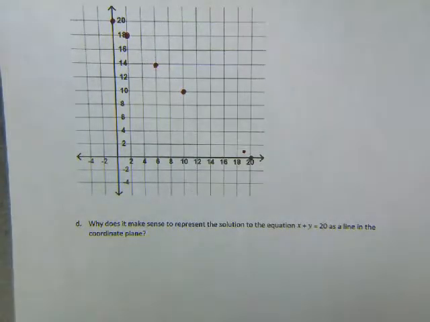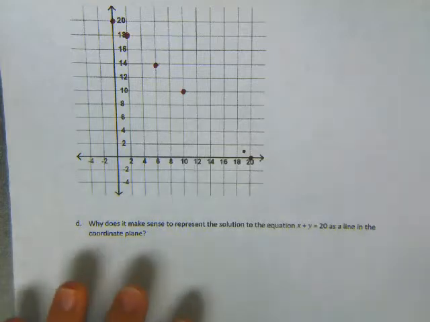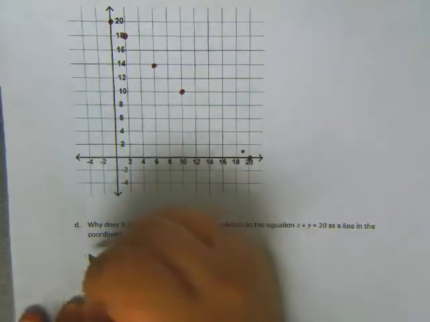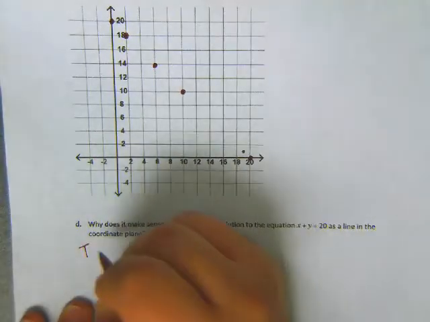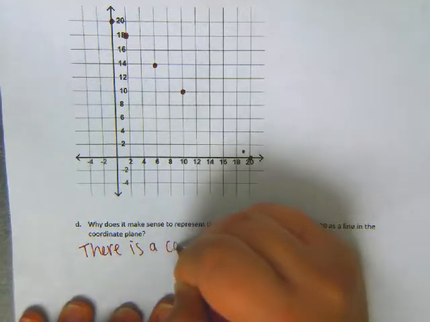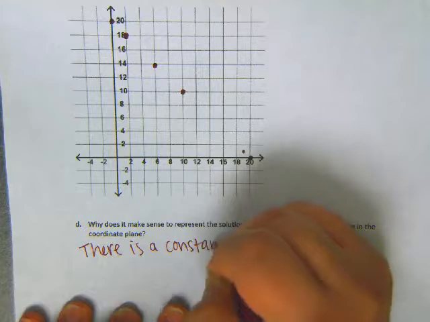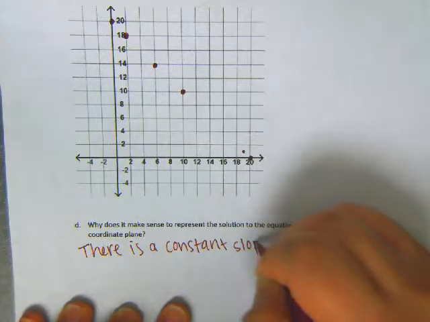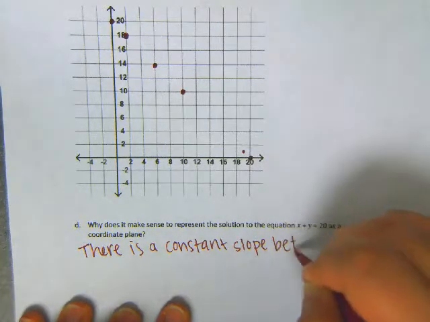So part D says, why does it make sense to represent the solution to the equation x plus y equals 20 as a line in the coordinate plane? Kind of what we just said, there is a constant slope between the points.